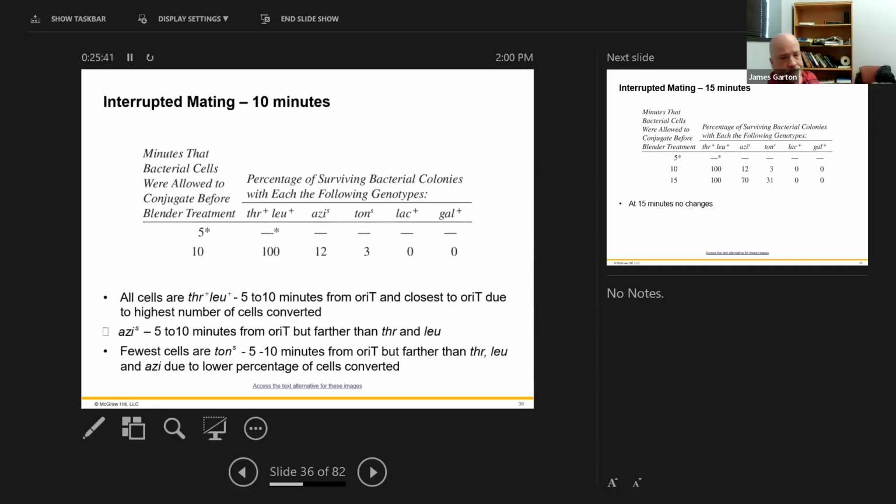Let it go 10 minutes. Cells, after 10 minutes, threonine and leucine had been transferred. And there were a couple, increasingly rare did you see any other genes get transferred.